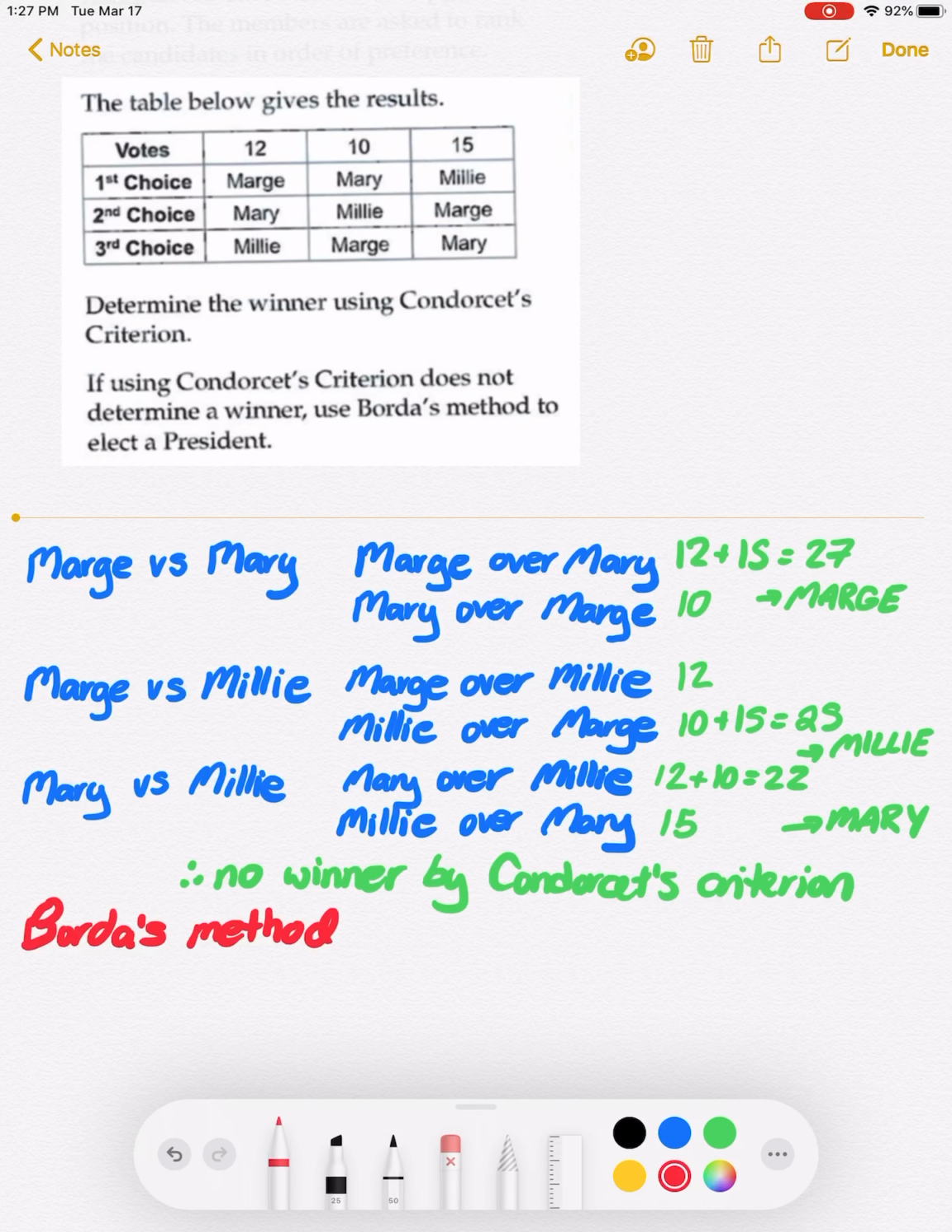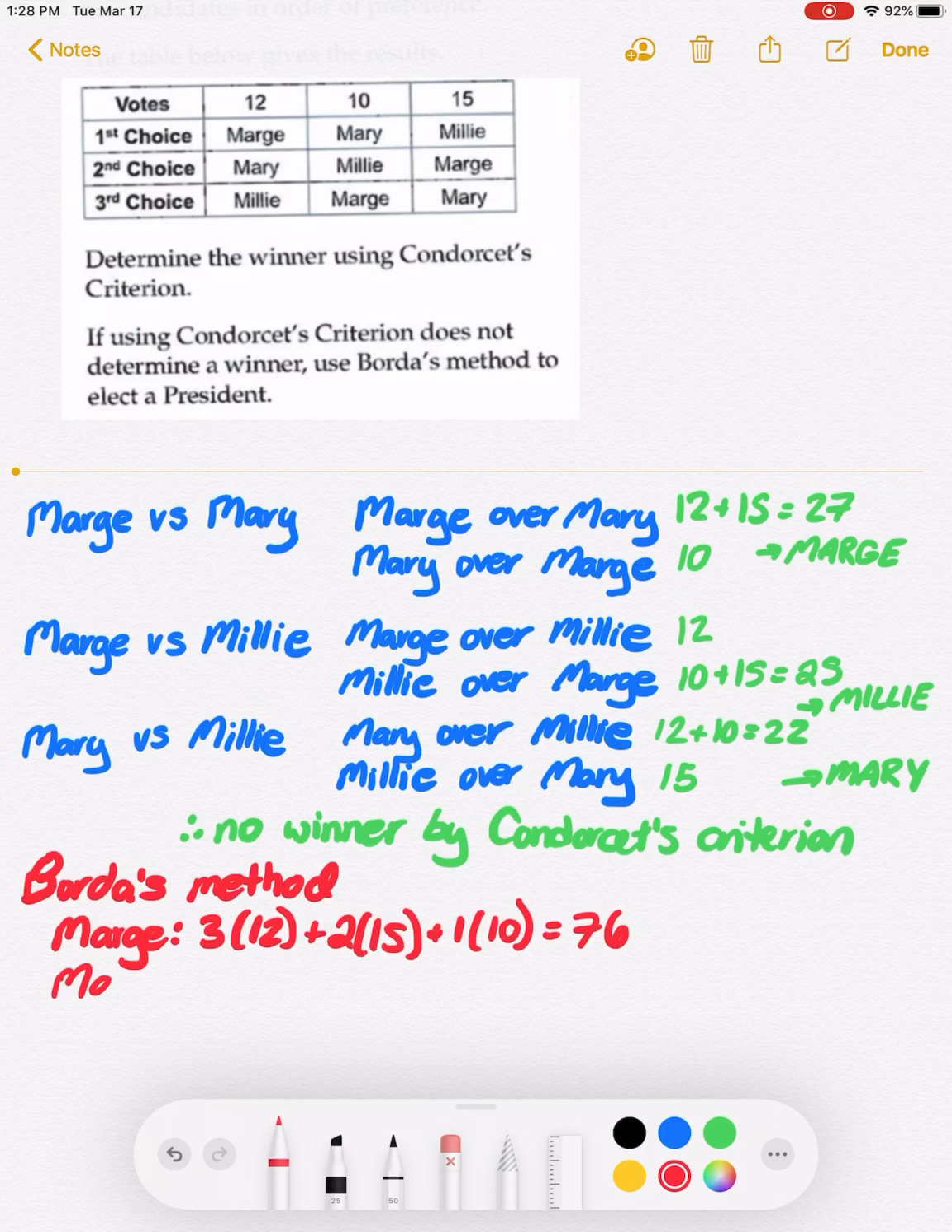We'll start with Marge. So she has 12 first place votes, 15 second place, and 10 third place. That gives 76 points. Mary has 10 first place votes, 12 second place votes, and 15 third place votes. That gives her 69 in total.